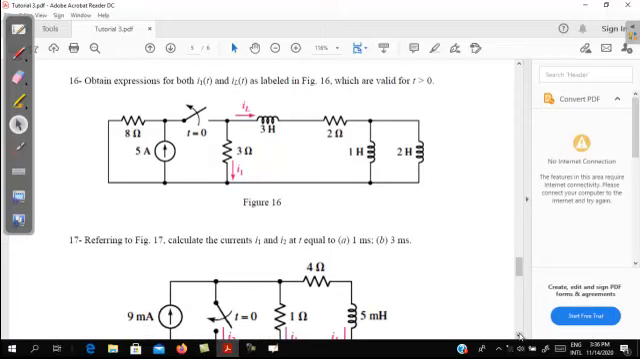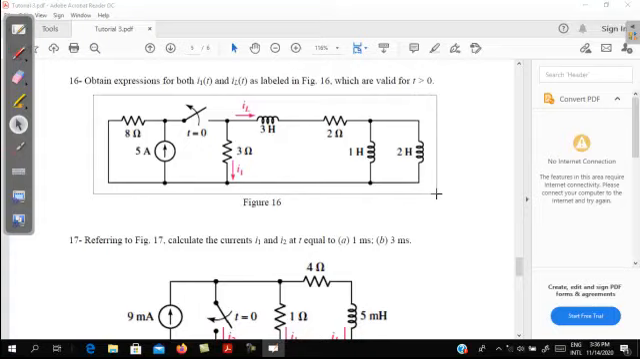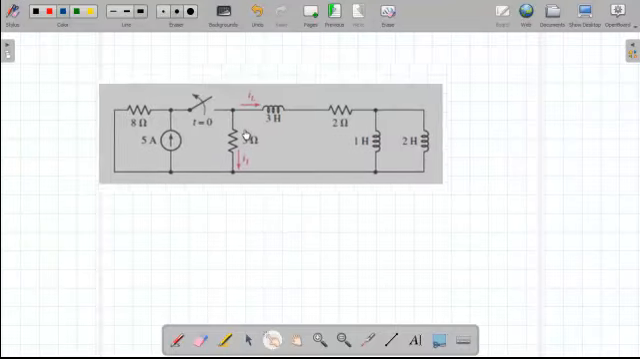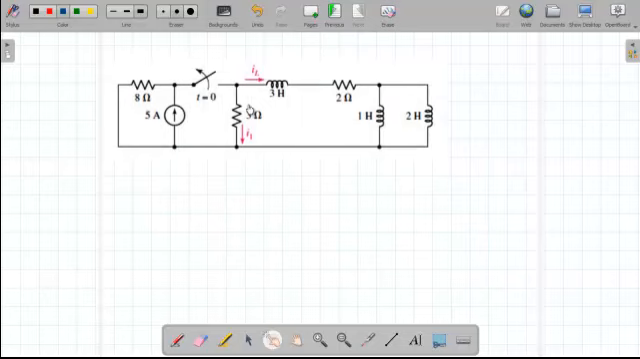We move to question number 16. In question number 16, we need to find I1 and IL for all t, I1 of t and IL of t. Please note, in this case, you always need to redraw the circuit before the switch is open.